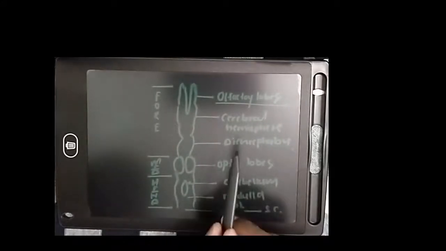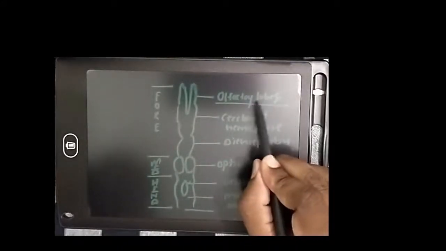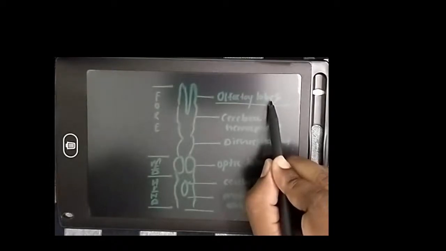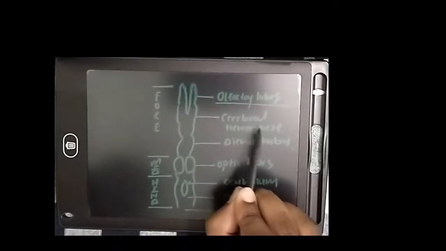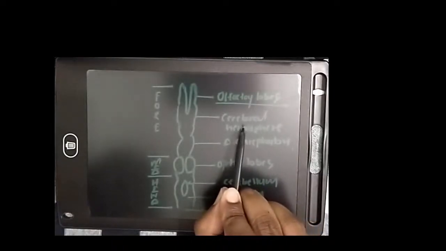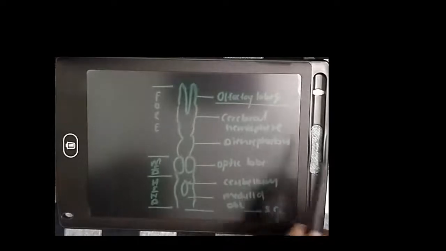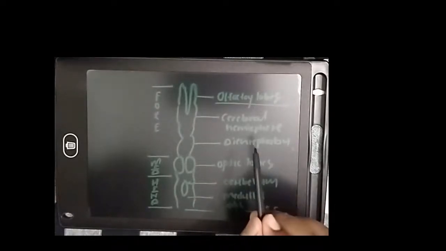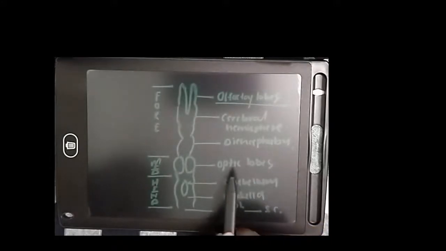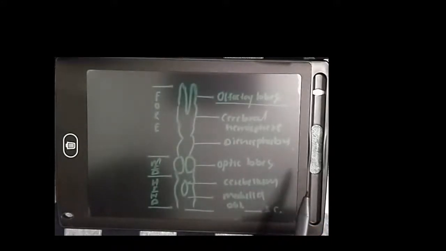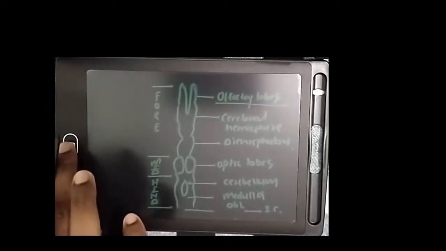With respect to function, the olfactory lobes have the function of sense of smell. The cerebral hemisphere carries different functions like intelligence, emotion, memory, will. Diencephalon is the site of extreme heat and extreme cold perception. Then optic lobes are associated with sight or vision. Cerebellum and medulla oblongata are very important parts of the hindbrain.